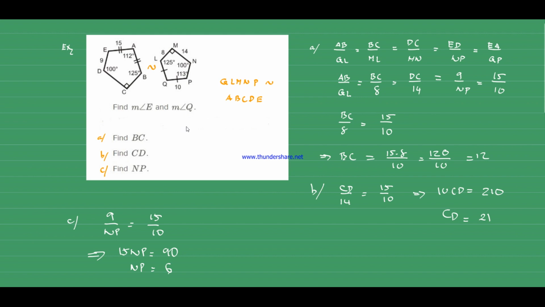So angle E, the measure of angle E is equal to, you see that E corresponds with P, so it equals the measure of angle P, and angle P is 113. There you go. And the measure of angle Q is equal to A, which is right here, so A is 112. There you go. Okay.